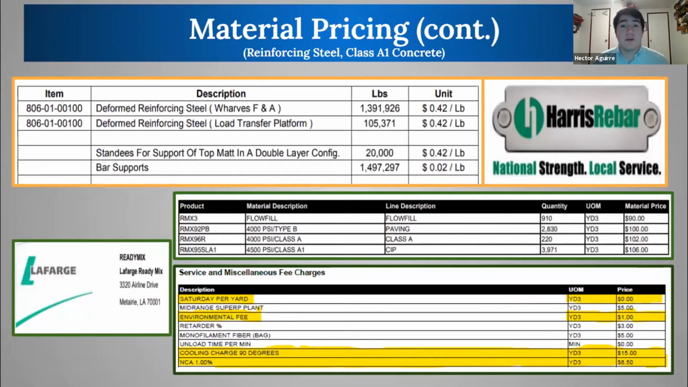So material pricing for our reinforced steel and our concrete. For our superstructure, we used 4,500 PSI Class A1 concrete. And we had 2 bid documents, bids for our concrete. We decided to use Lafarge, mainly because they were able to deliver it to us on Saturdays without any additional fees. And we also added in our service miscellaneous fee charges for our environmental fees, our cooling charge, and the NCA 1% additive, as you can see below.